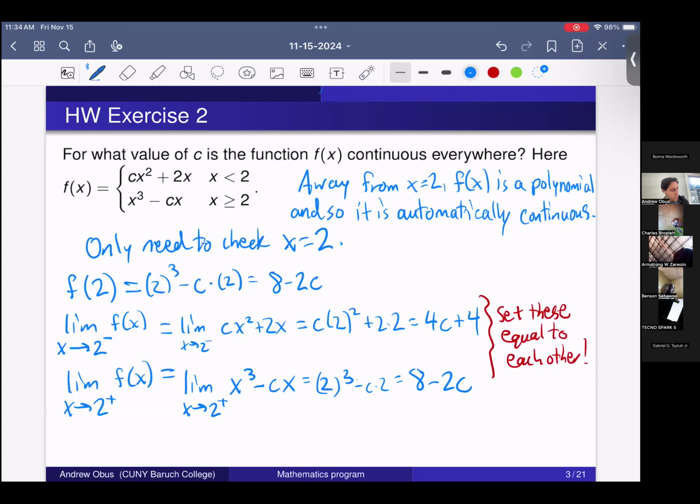Right, so we set these equal to each other. So that's 4c plus 4 equals 8 minus 2c. And then we can solve that. We can add 2c to both sides. So that's 6c plus 4 equals 8. And we can subtract 4 from both sides. So that's 6c equals 4. And then we can divide both sides by 6. And that's going to give us c equals 4/6, which is the same thing as 2/3. Right? Correct. And so what we need over here is 2/3.